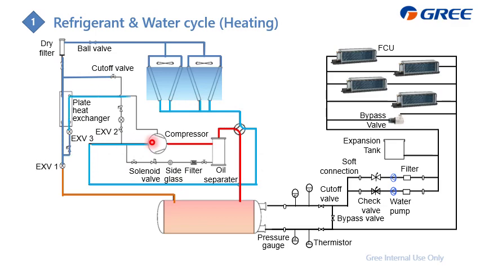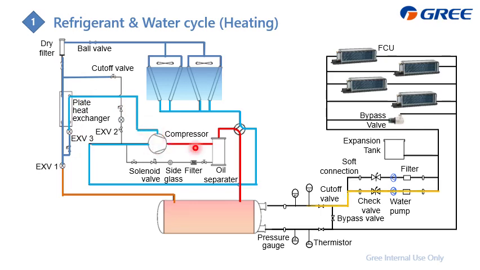And this is for the second stage compression. Also a partial refrigerant from the main road goes through this EXV3, and then absorbs heat from the main road. Then it becomes gas, and we inject this gas into the compressor for compression.